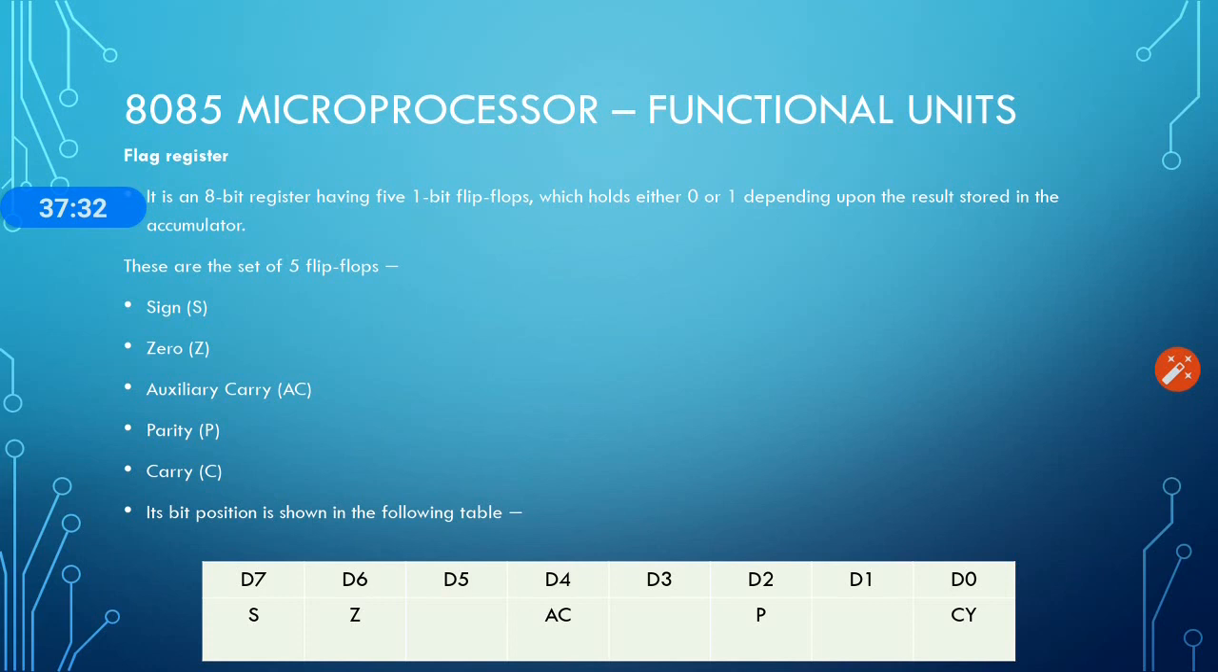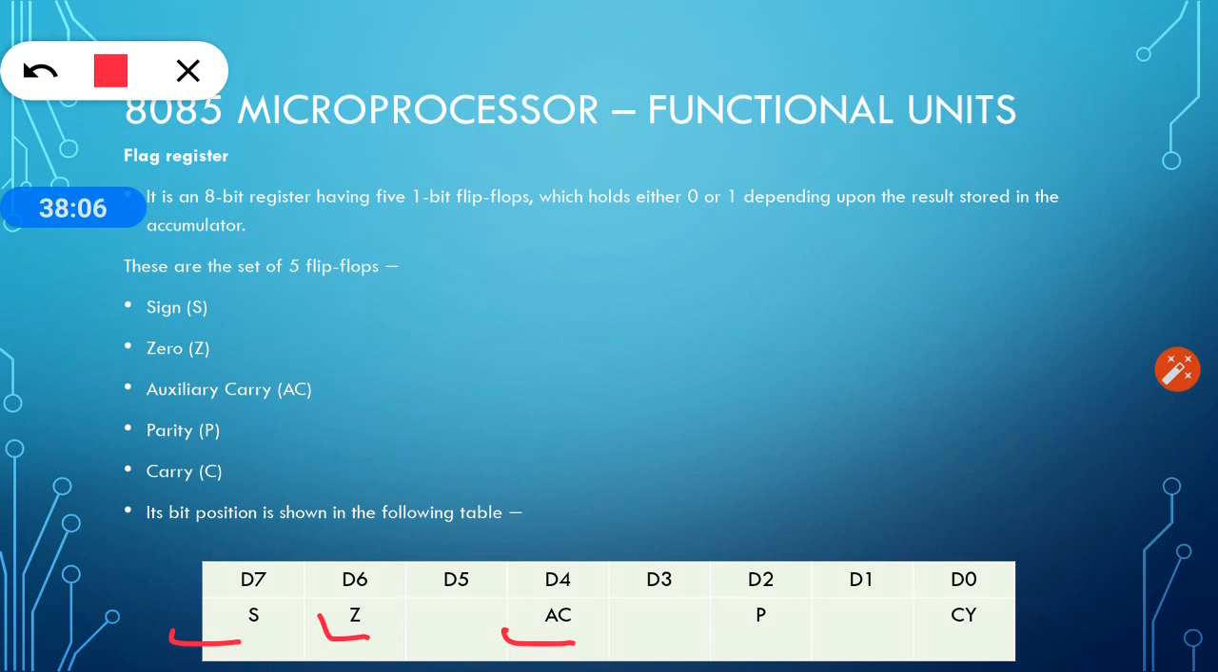It has 5 flags. The S flag is for indicating whether the result is negative or positive. If the result is negative, it is 1, otherwise it is 0. Then the Z flag is used to show whether the output is 0 or not. If the result of the arithmetic and logic unit is 0, then Z is 1, otherwise it is 0. Auxiliary carry, as I discussed, is the intermediate carry. If an intermediate carry is generated, this flag becomes 1, otherwise it is 0.